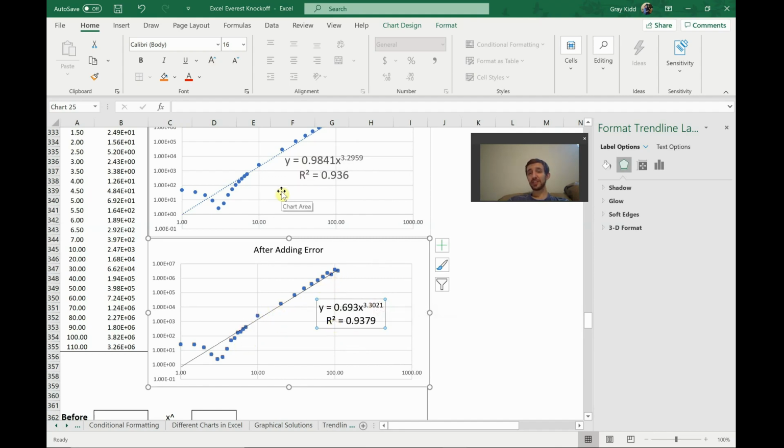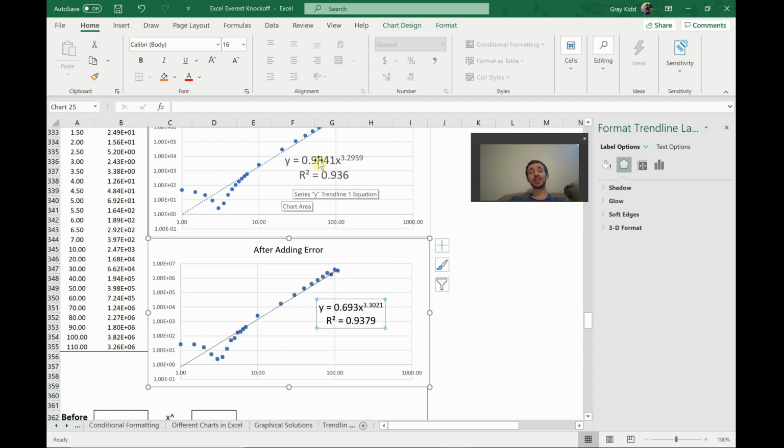So this is a good thing. We don't want our equations to change much with addition of error or addition of new data, or if we remove data. If they change when we do that, it's probably not a good equation to describe your data. So we've done it. We've added power laws.